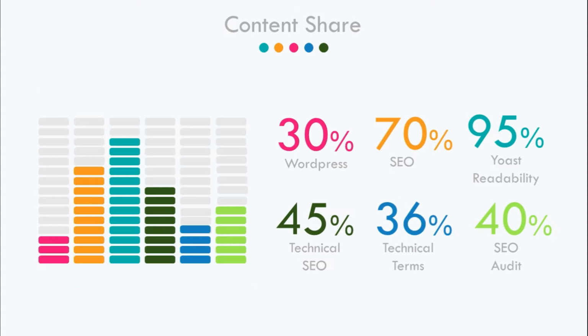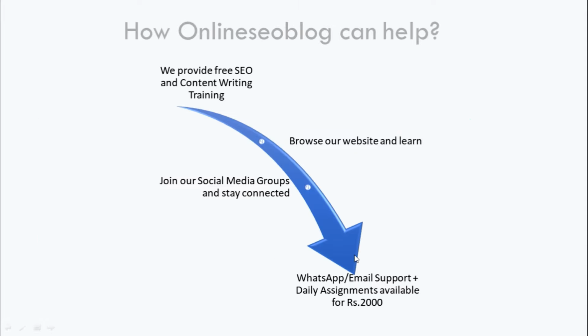Now this is the content share where you can see we are majorly focusing on SEO and readability analysis. Then there are some of the topics including WordPress, how to create a website, technical SEO, technical terms and SEO audit, which we are covering side by side. And soon we will add AdWords, SMO, and affiliate marketing too. Then how can Online SEO Blog help? We provide free SEO and content writing training. Browse the website and learn. Join the social media groups and stay connected.